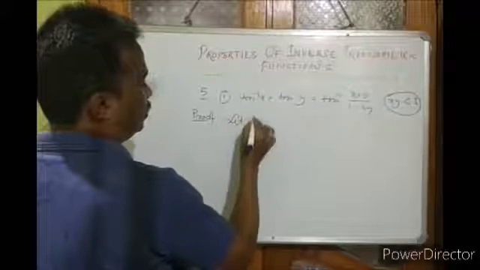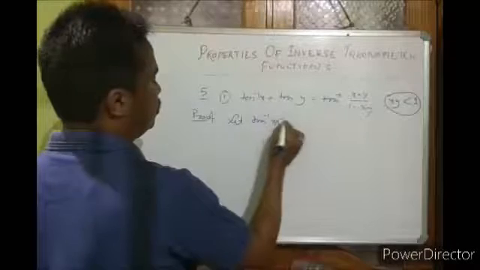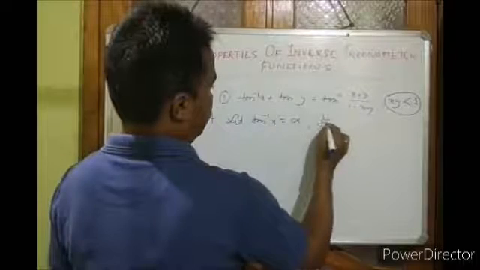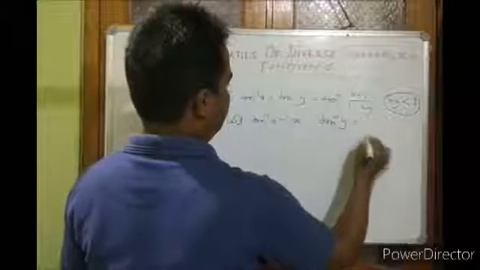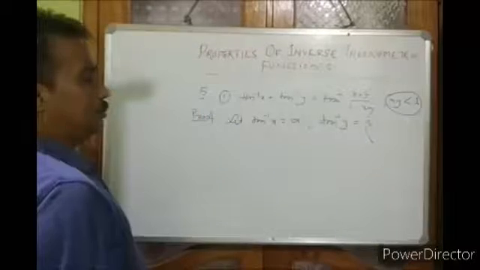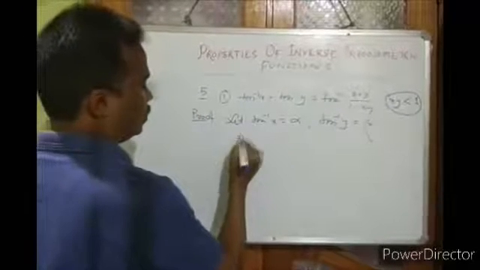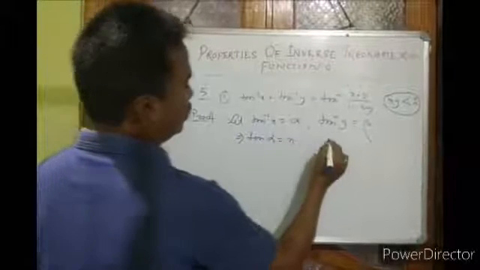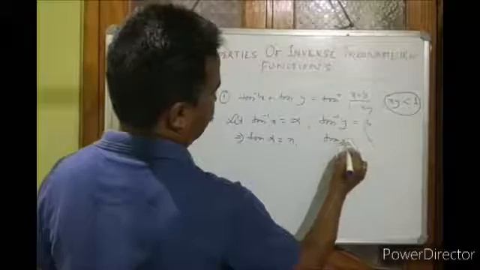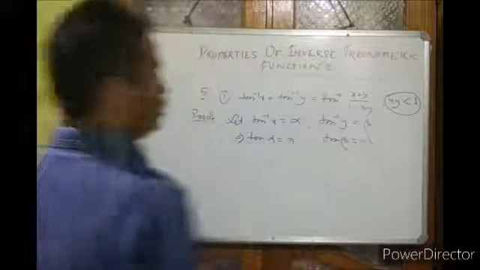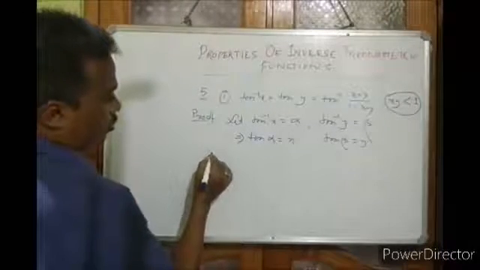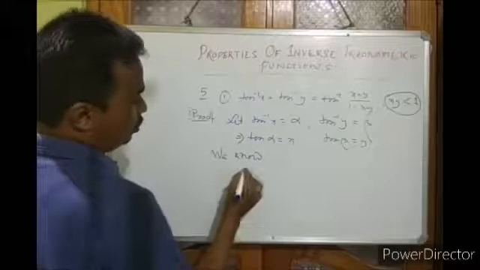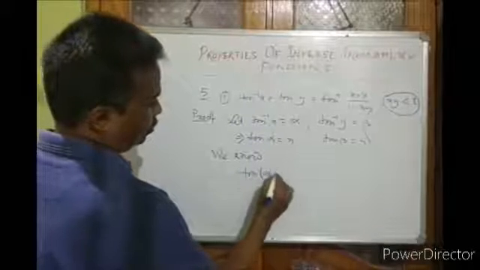Let tan inverse x is equal to alpha, tan inverse y is equal to beta. So this implies tan alpha is equal to x and tan beta is equal to y. We know tan of alpha plus beta.